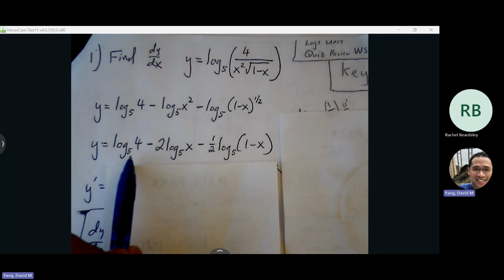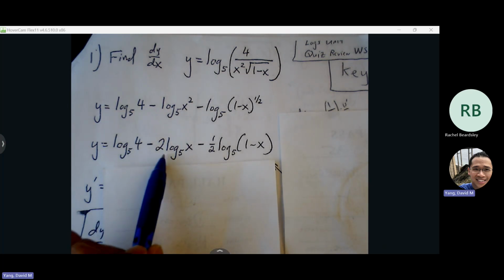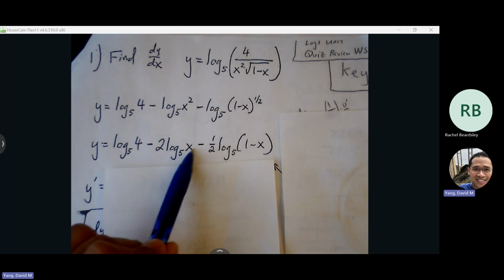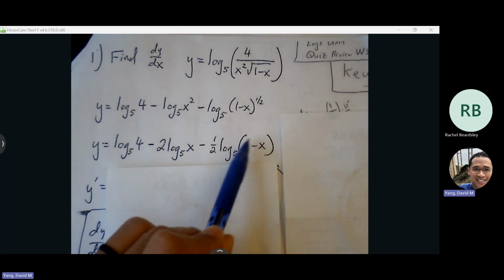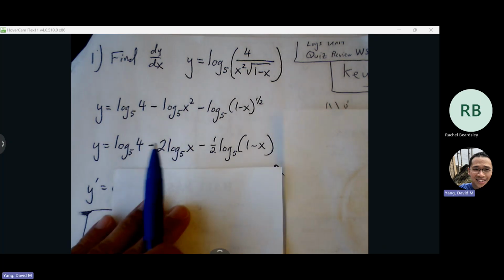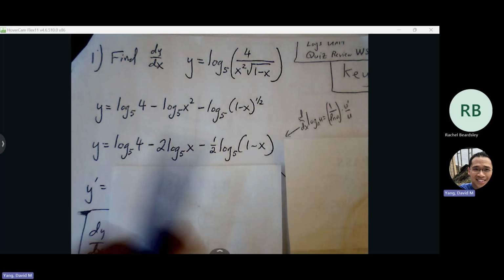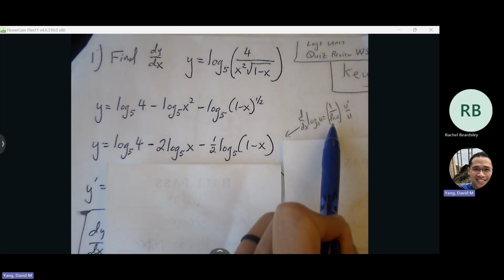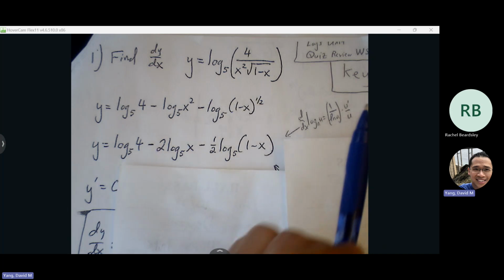Right, so now that we're here, everything expanded. All of our u values look relatively manageable for us to jump into our derivative rule. And the rule that we're going to use is 1 over natural log of a times u prime over u.